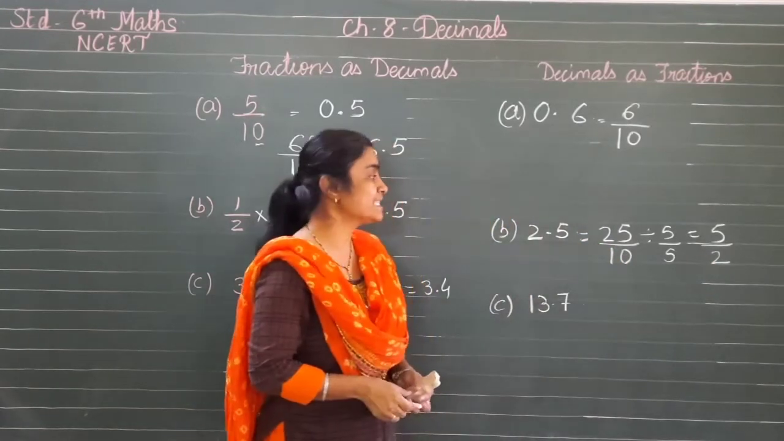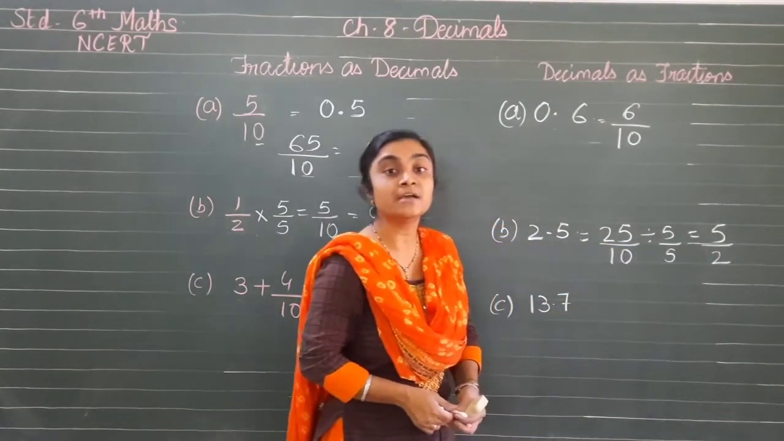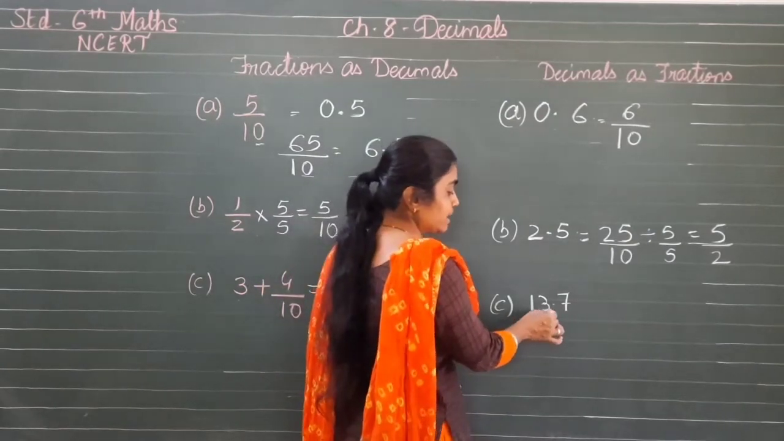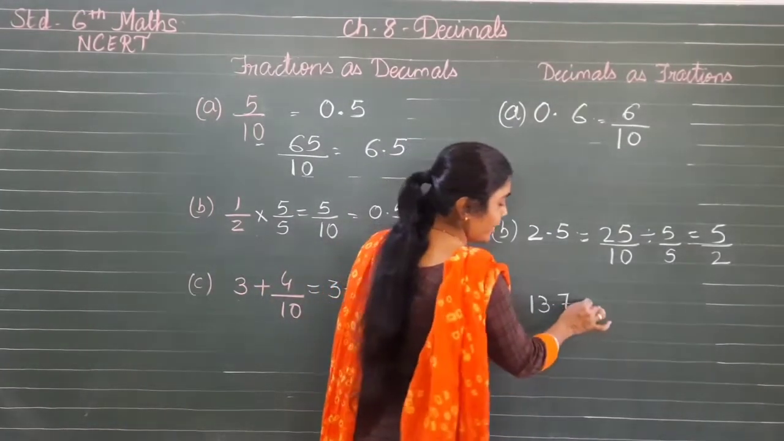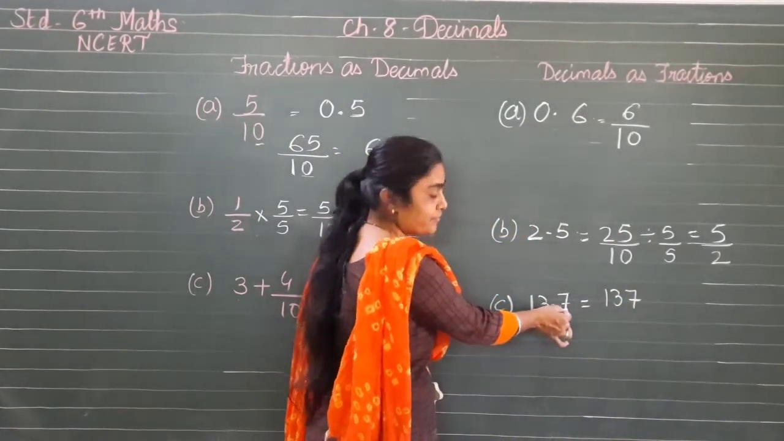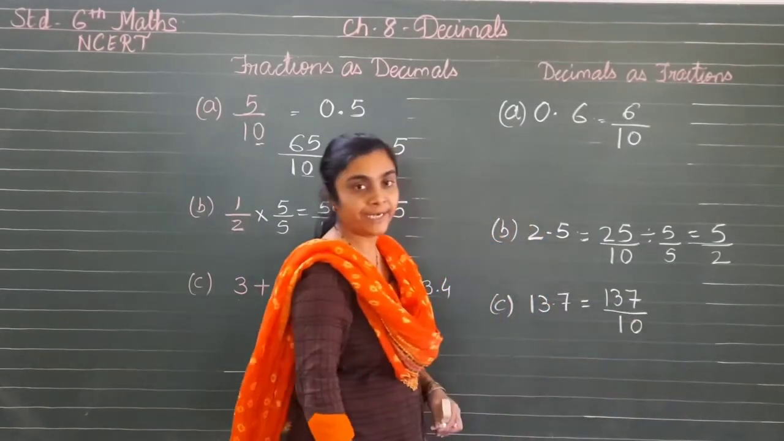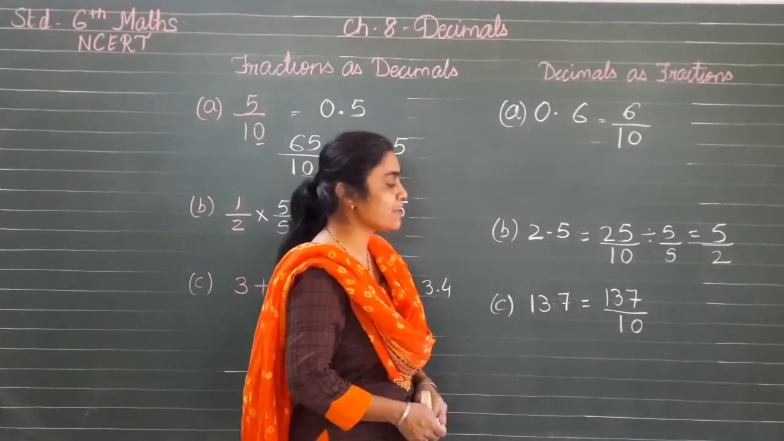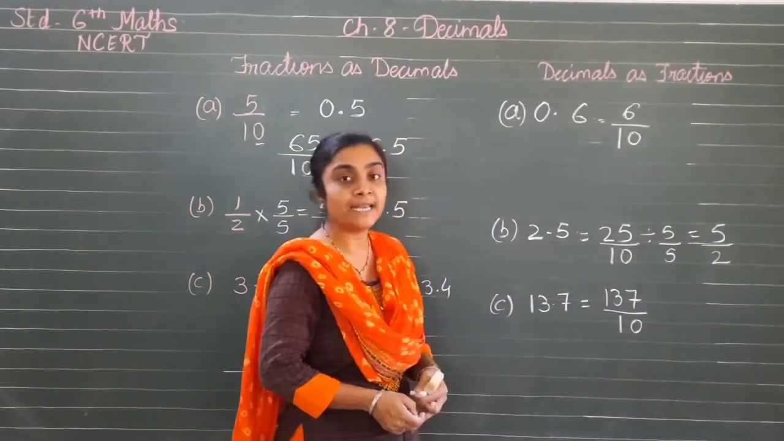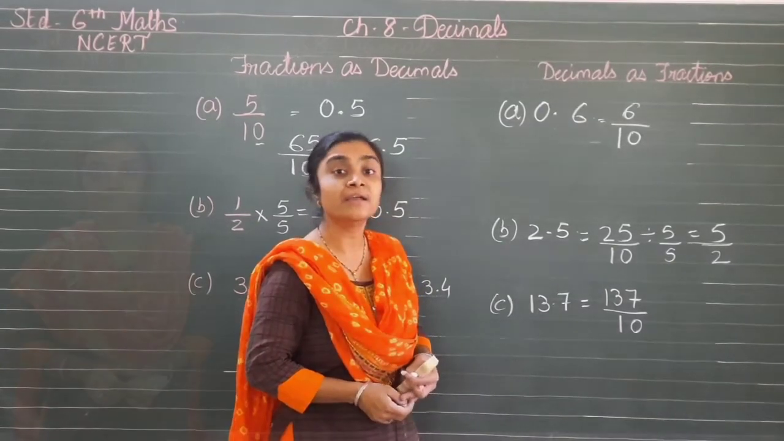So here we have seen that decimals can be converted into fractions, and after that the fraction can again be converted into its reduced form. Now here is 13.7. Remove the decimal point, so it will become 137. As there is one digit after the decimal point, we will write 10 in the denominator. So the answer will be 137 upon 10. As there is no reduced form, we will leave 137 upon 10 as it is. So we have seen how decimals can be converted into fractions.